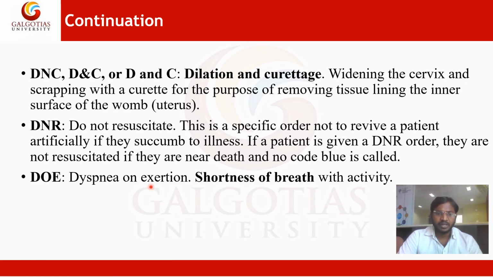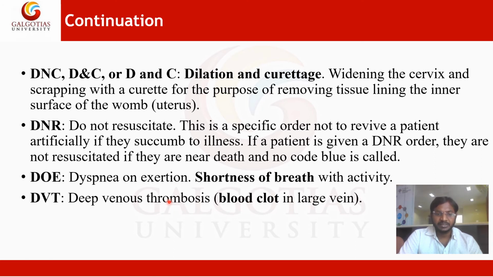DOE, dyspnea on exertion, shortness of breath, related to the lungs. DVT, deep venous thrombosis. It means a blood clot in a large vein. The superior and inferior vena cava are in the human body. When you study anatomy and physiology, you can identify these words. What is a vein and an artery? When there is an accidental blood clot formation, the doctor will mention DVT.